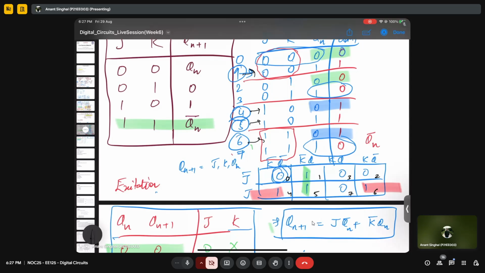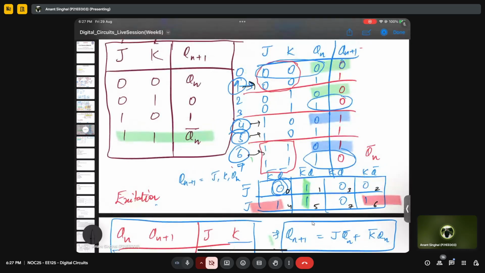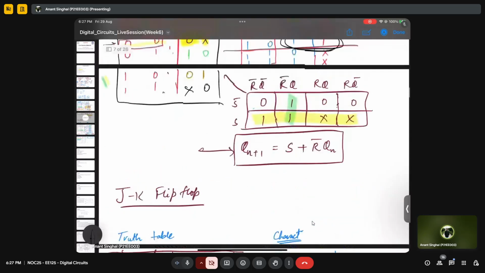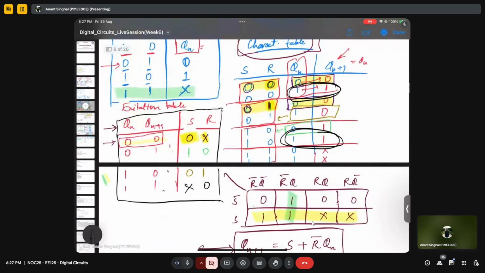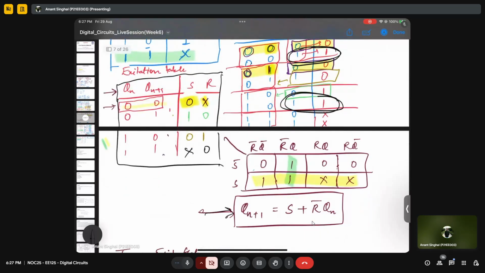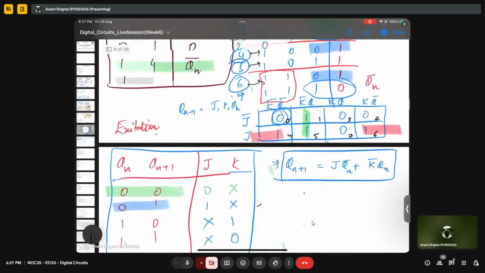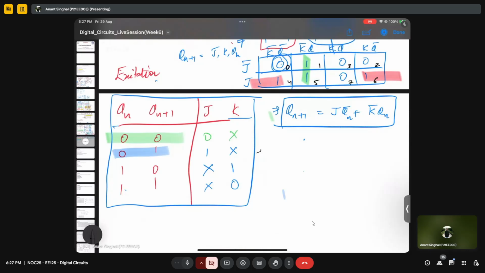Sir, from the characteristic table, we do K map, sir? Yes, this, because we want to have the expression of the next state in terms of all the possible inputs. For the SR flip flop also we did it like that. Remember, we want to have a characteristic equation, so that is why we are calling it the characteristic equation, because it is giving you the relation of the next state in terms of the present state and the inputs. Is it clear?